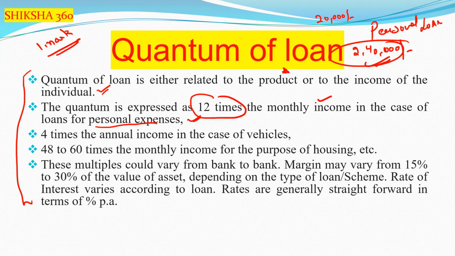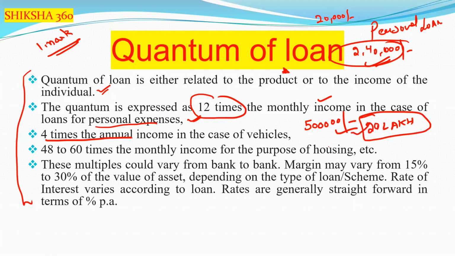Next, in the case of vehicle loans, it is 4 times the annual income. For example, if your annual income is rupees 5 lakh, then as per this you can avail a maximum of 20 lakh as a loan in the case of a vehicle.